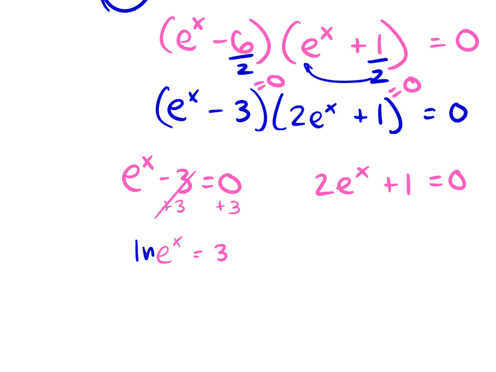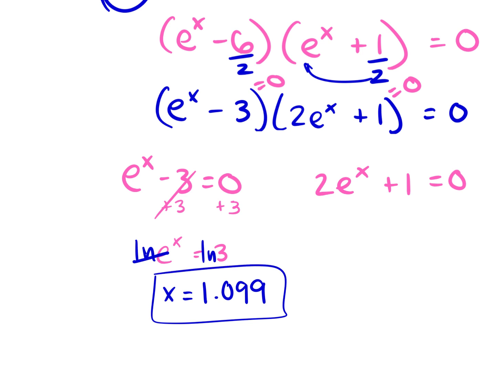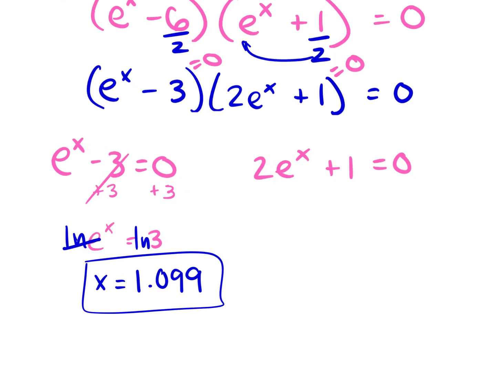We're going to take the ln of both sides. Perfect. Ln of e will cancel. So x equals the ln of 3. So we can just put that in our calculator. Ln of 3 is 1.099. Let's do the same thing with the other one.